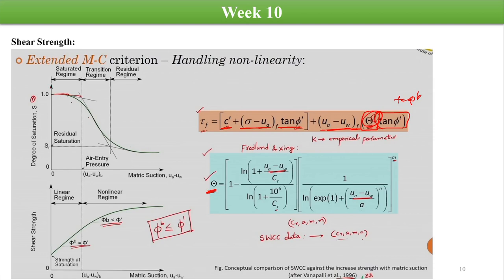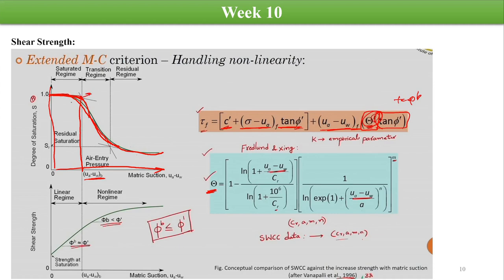So if we see the plot of degree of saturation versus matric suction, we have seen earlier also that this plot will be gradually decreasing and reaching a residual value. Here, up to this point it is assumed that the degree of saturation is almost 1, and after that the degree of saturation drops drastically. So this point is the air entry point, where ua minus uw is called the bubbling point suction. Okay, so this is the air entry point.